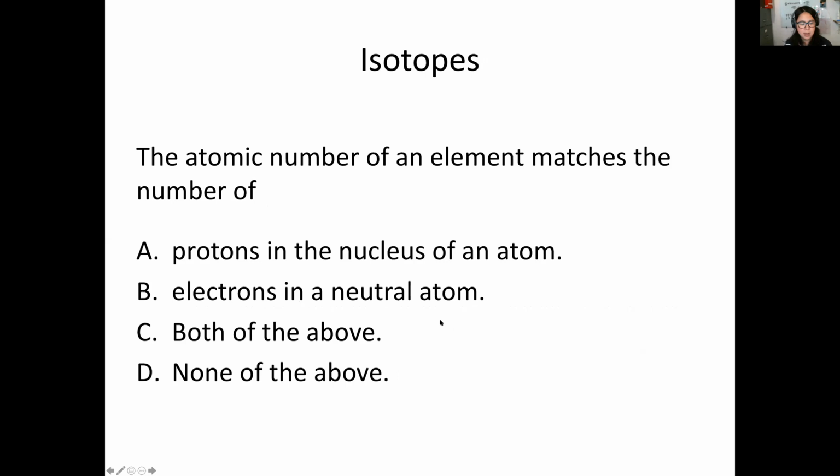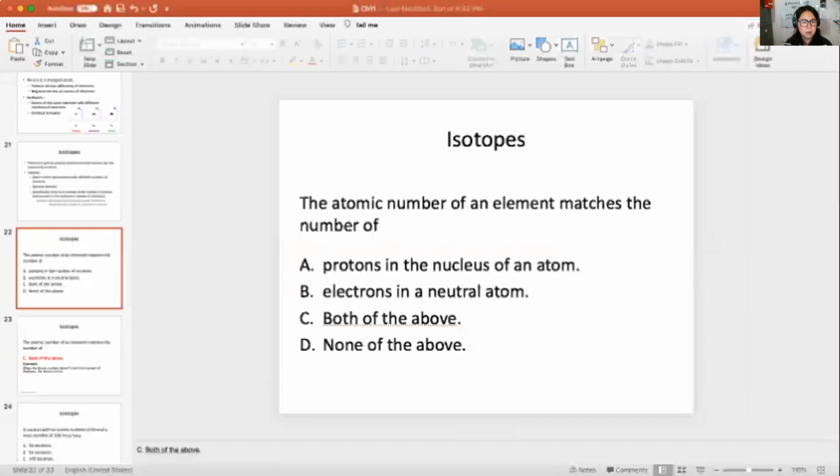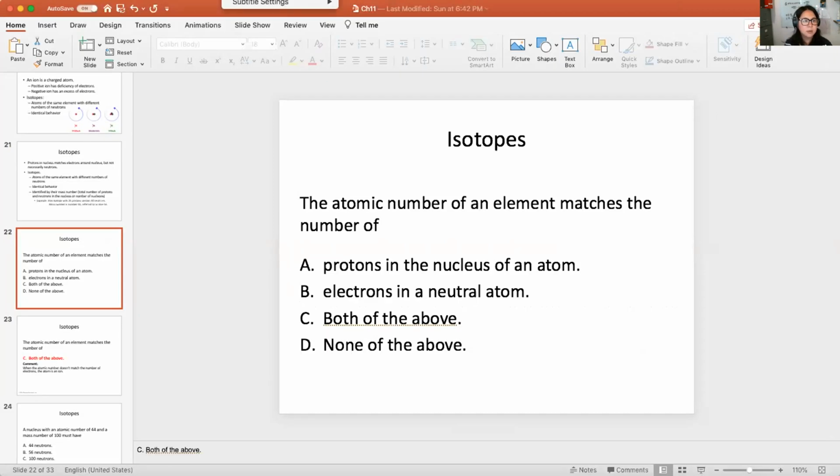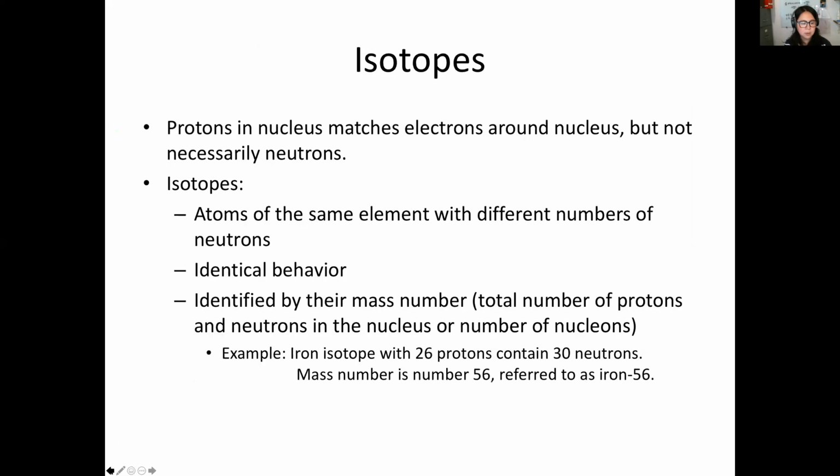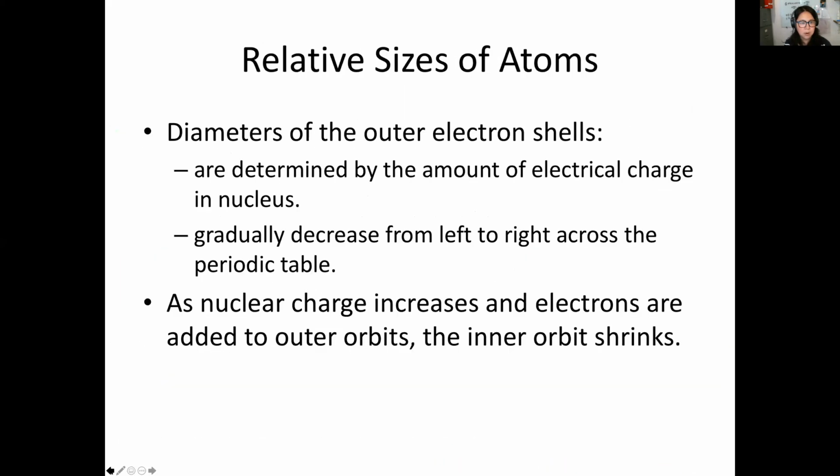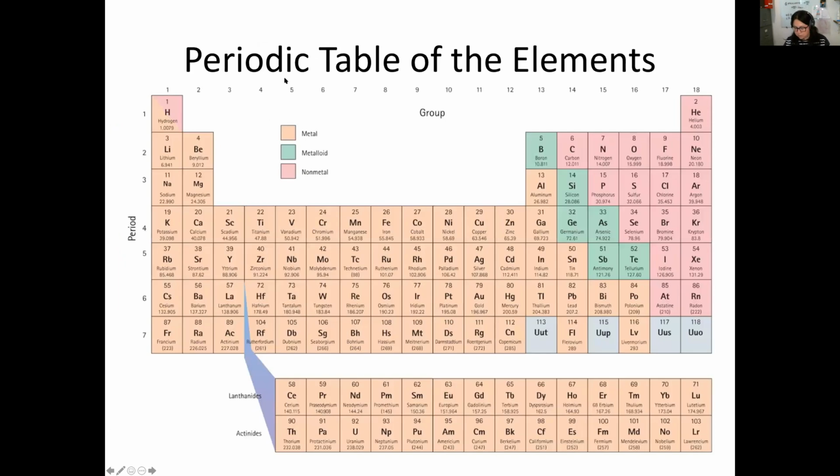Not this one yet. Let's go back to the periodic table. Let's look at hydrogen. Can you find hydrogen? It's pretty easy, right? It's in the top left corner, atomic number 1.